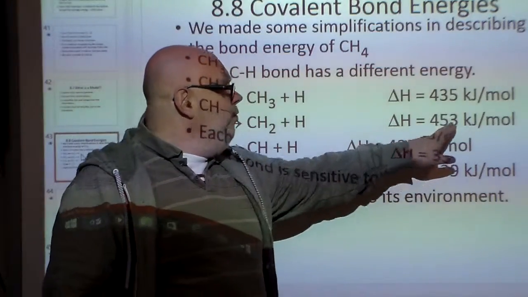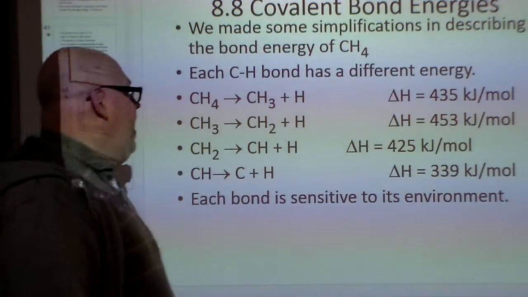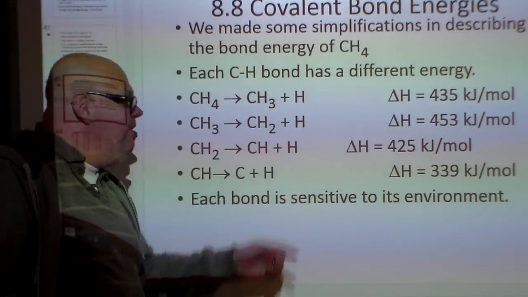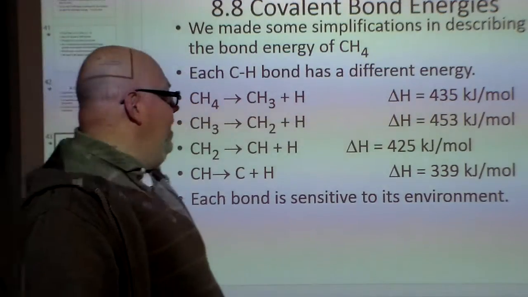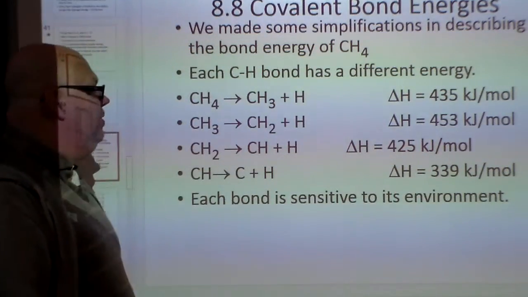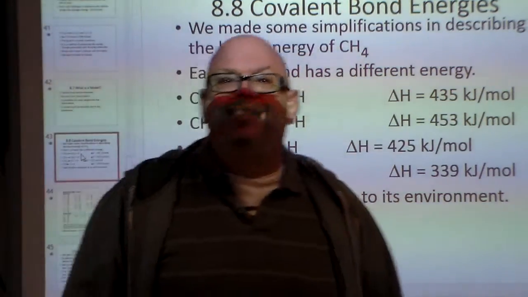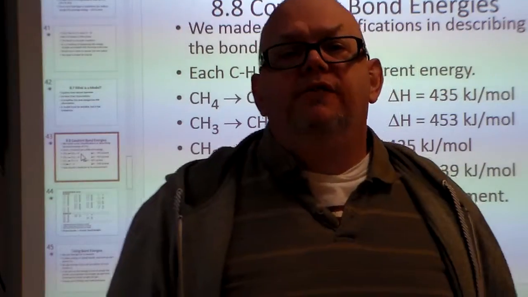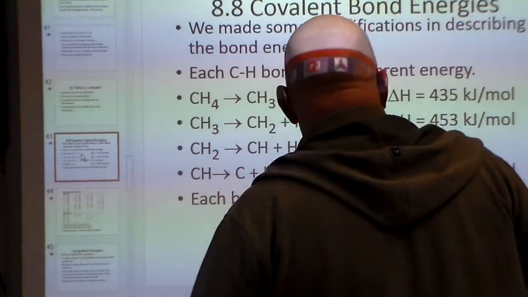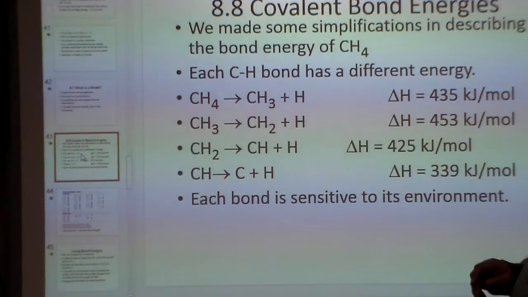Now, to rip out the second hydrogen from this, it takes 453 kilojoules per mole. Then we have CH2, we can rip out another hydrogen from it, and we get 425 kilojoules that we need to put in there. And then for CH, we finally rip out the last hydrogen from that poor sweet innocent carbon, okay? And it's got 339 kilojoules per mole.